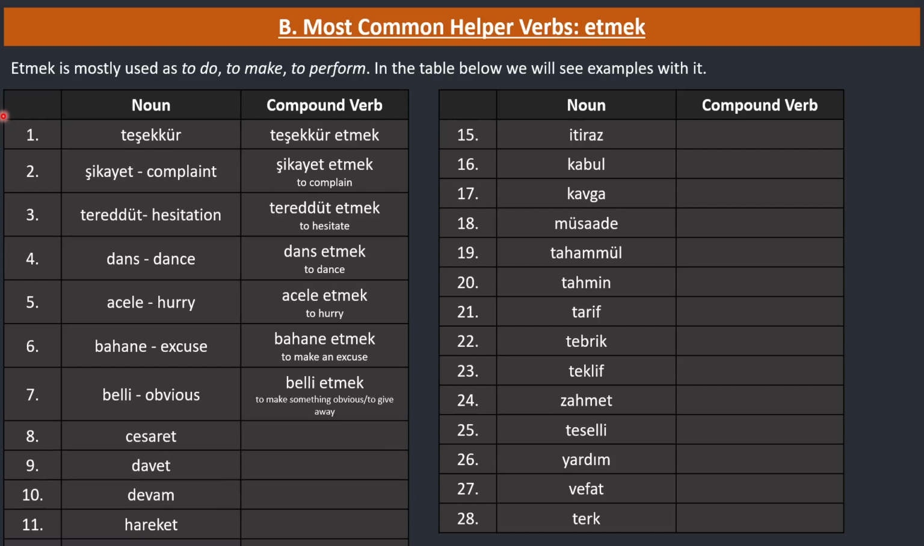I mean, I think it's neutral. Not negative, not positive. No. It's only making something obvious when it's supposed to be a secret. Like when it's supposed to be private, when it's supposed to be not known.